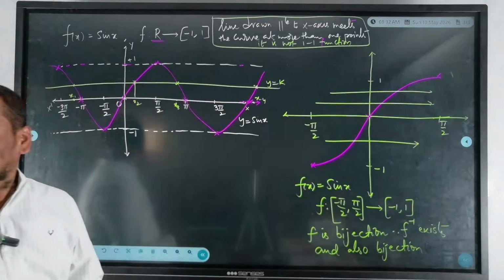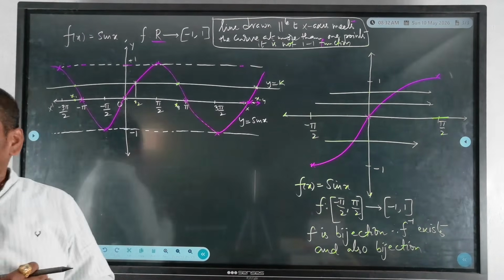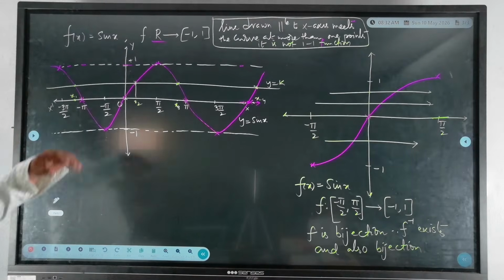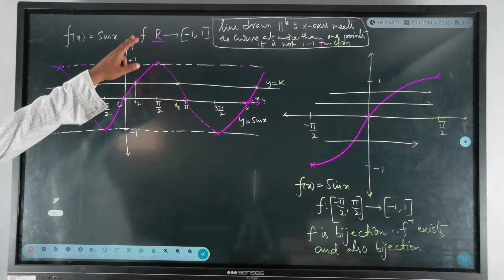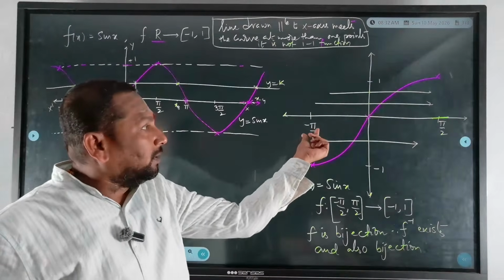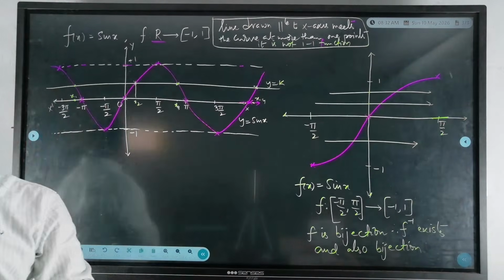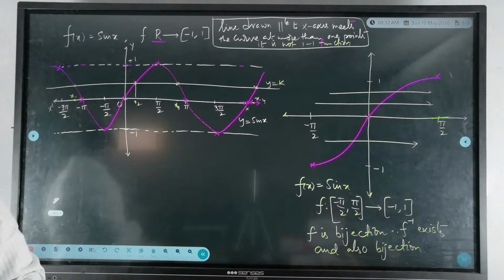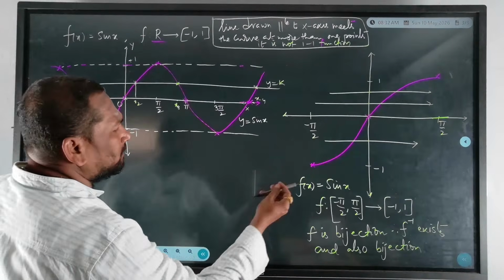Got it, all of you? So when does the sine function become a bijection? If the domain of sine is R, it is not a bijection. If the domain is restricted to minus pi by 2 to pi by 2, then it is a bijection. Okay? Right. So here f is bijection.